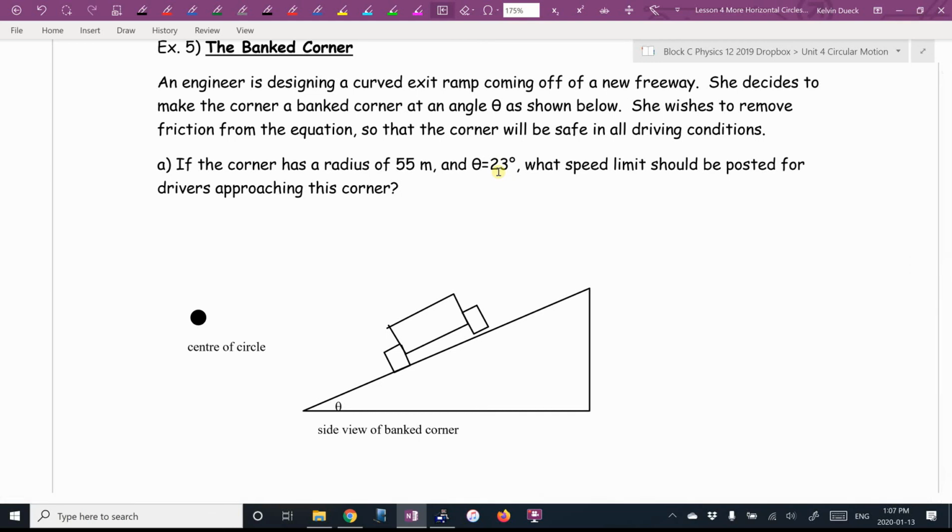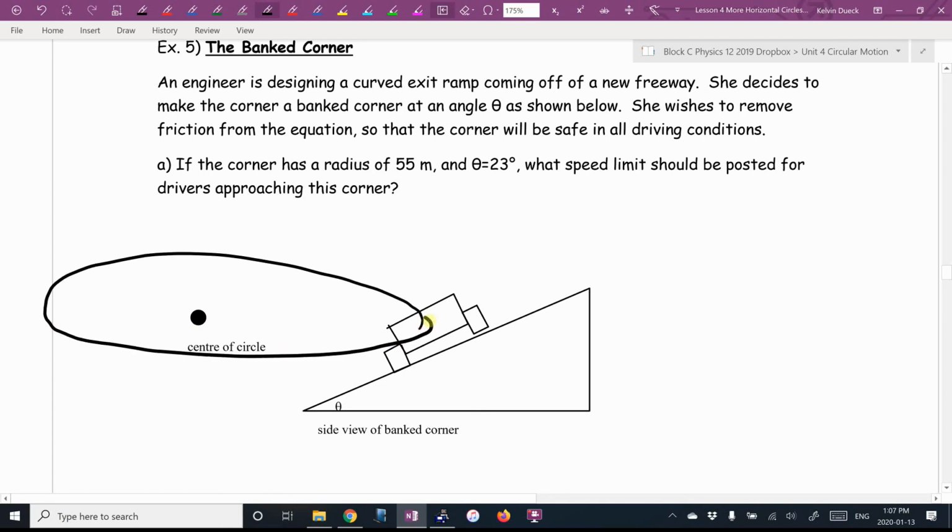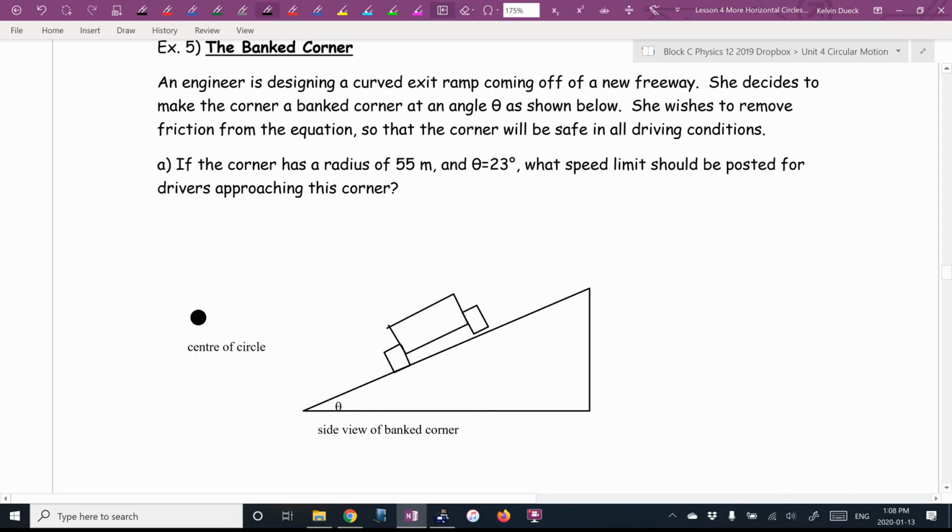First thing I want you to notice is this. If that's the center of the circle, don't write this down, but we are doing a horizontal circle. Our car is tilted, but the circle itself that we're tracing out is a horizontal circle. And this is still a job for a free body diagram. So, what are the forces acting on this car? Get the obvious one.